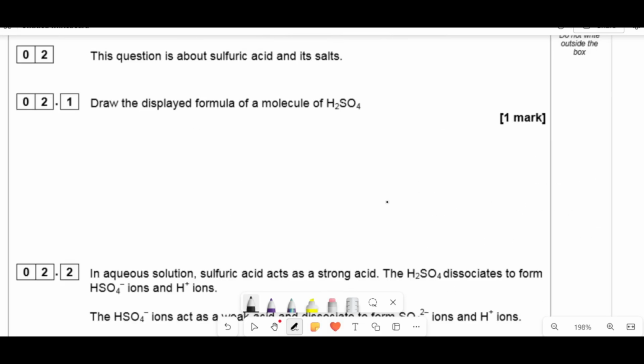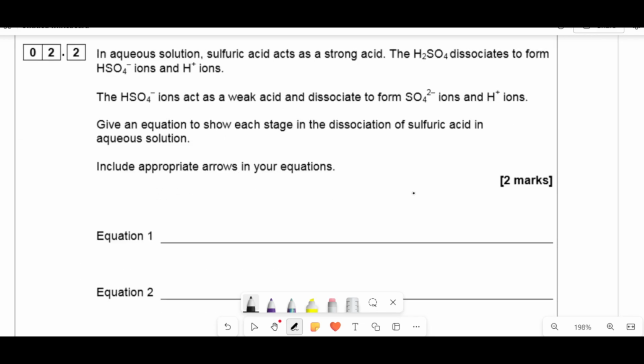There you go. Okay, so now it says draw the displayed formula of a molecule of H2SO4. Sulfur likes to be in group 6. 1, 2, 3, 4, 5, 6. Oh, because it's got a double bond there, all of them are used up. O here, and H2, H. There you go.